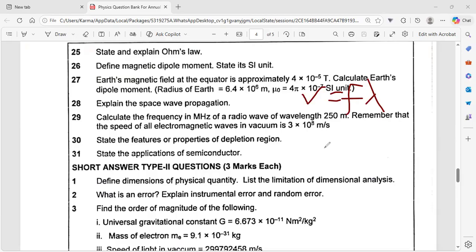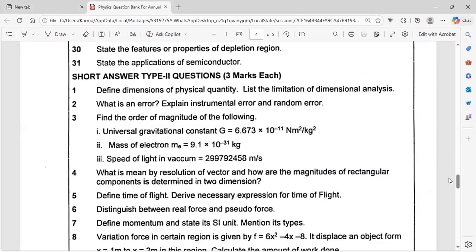State the applications of semiconductors. The best application of semiconductors is to make processors. How do we define the processor? The function of the processor is to process the process. When the process comes to the processor, the processor processes the process, and when it is processed, it is forwarded by the processor. That's the function of a processor. All the chips are made from semiconductors, and maybe solar cells.